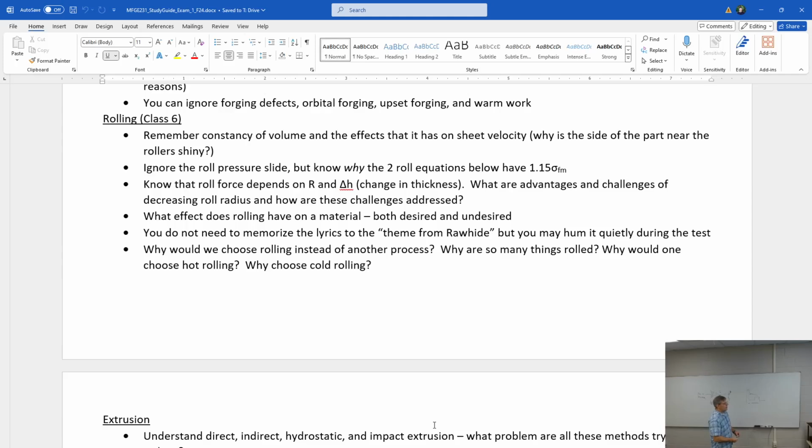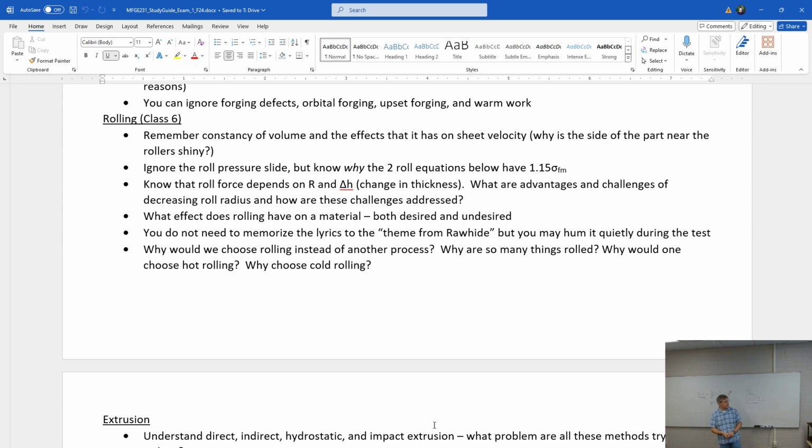You don't have to memorize the lyrics to Rawhide, but you can hum them quietly during the test. Why would you need to? Will you hum them to us? Nope. You put it on loop during the test. Nope. Cannot do that either.